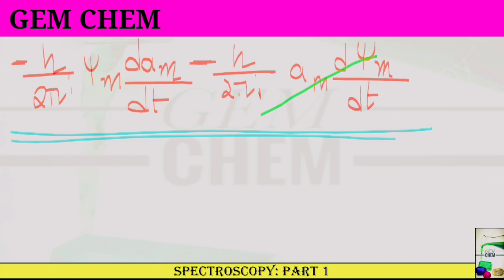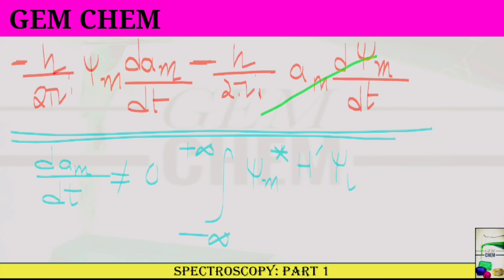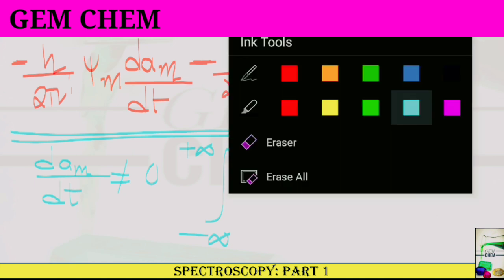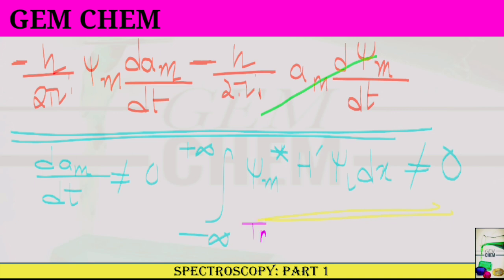So in this case, for a transition, dAm by dt is not equal to 0, and the integration from minus infinity to plus infinity of xi m star H dash xi l dx is not equal to 0, and this is known as the transition moment integral.